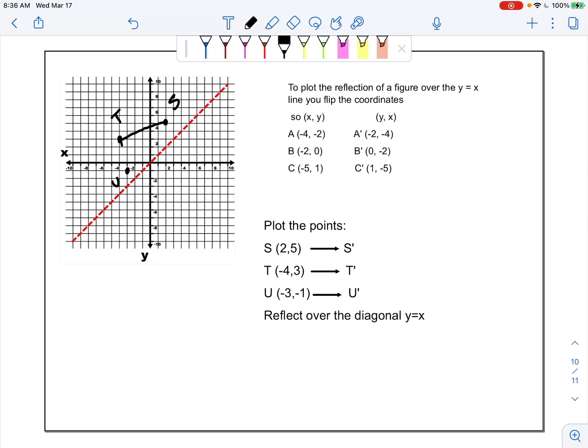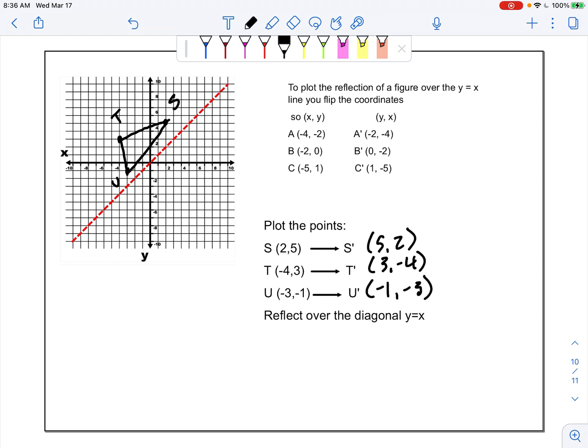These are a little tricky. It's not like you can just look at it and count how many it's away. I think it's way easier if you actually rewrite the coordinate pairs just using that rule. So the rule with this one is you're just switching them. So now S prime becomes 5, 2. T prime becomes 3, negative 4. And U prime becomes negative 1, negative 3.